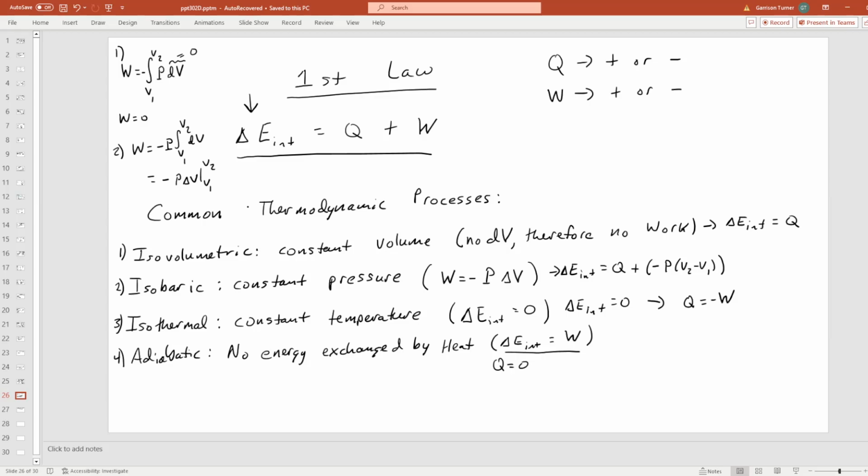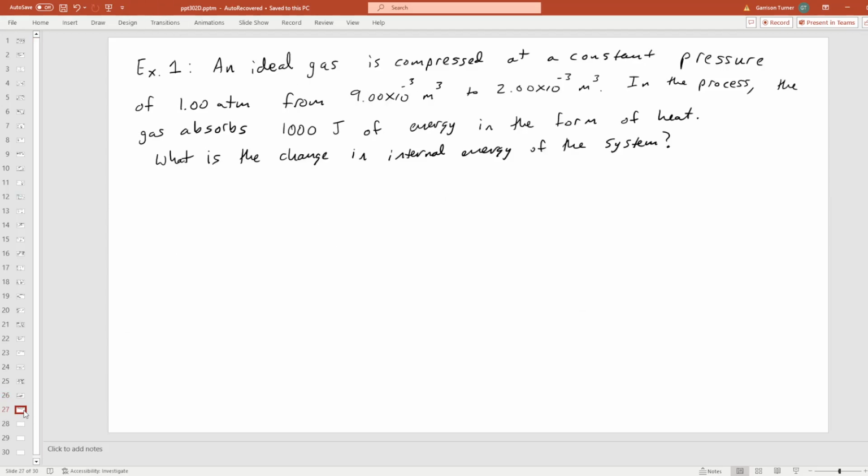So, without further ado, let's check out an example here, okay? We have an ideal gas that's compressed at a constant pressure of 1 atmosphere from 9 times 10 to the negative third meters cubed to 2 times 10 to the negative third meters cubed. And in the process, the gas absorbs 1,000 joules of energy in the form of heat. So we want to know what the change in the internal energy of the system is. Okay.